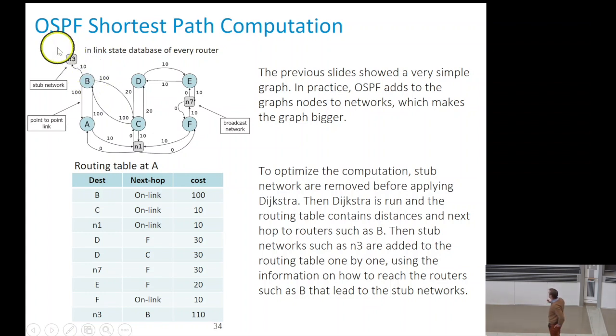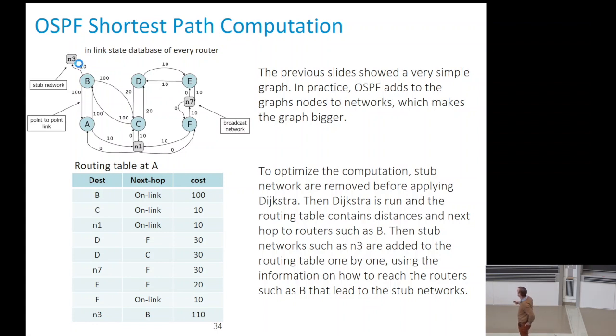So what OSPF does is that it excludes the stub networks, networks like N1, or like N3, sorry, from the shortest path computation, because we know that a network like N3, a stub by definition, can be connected only to one router.